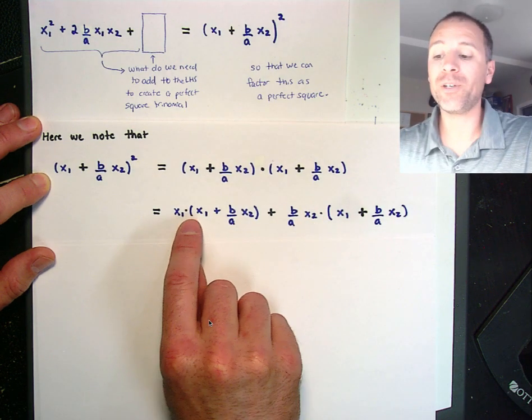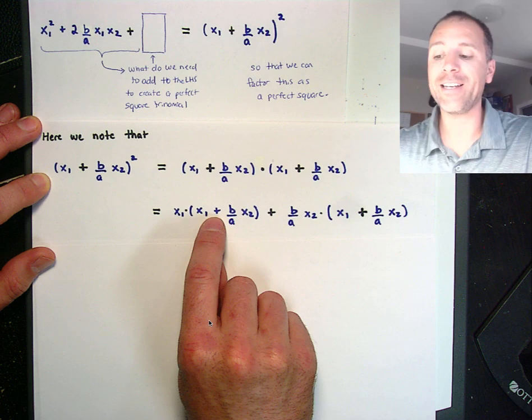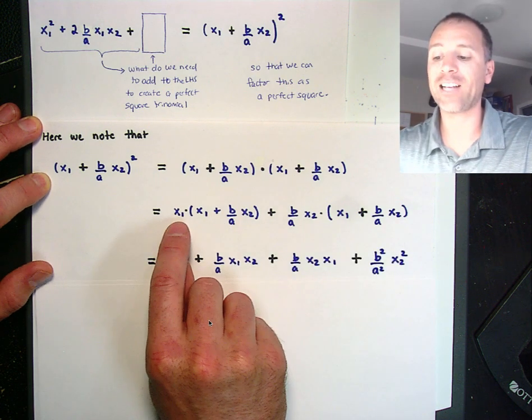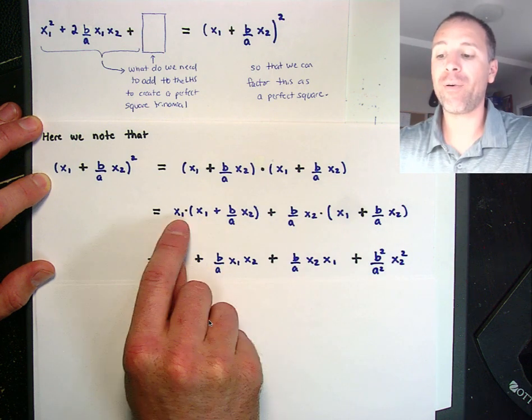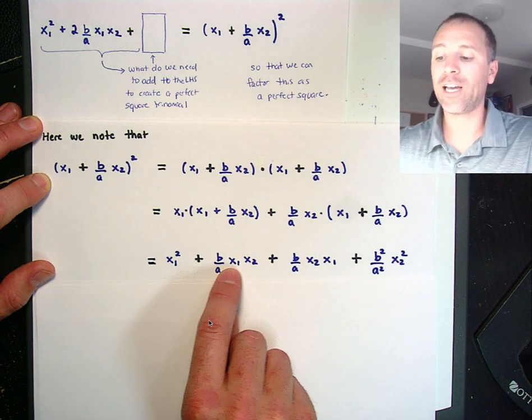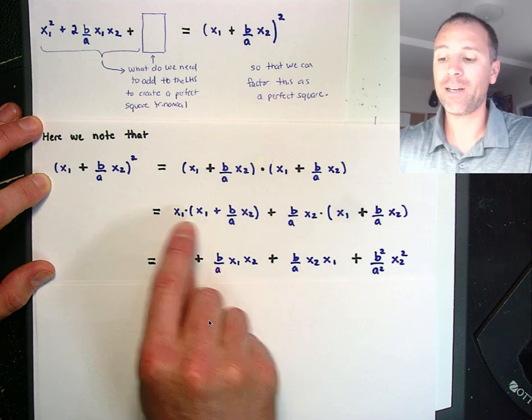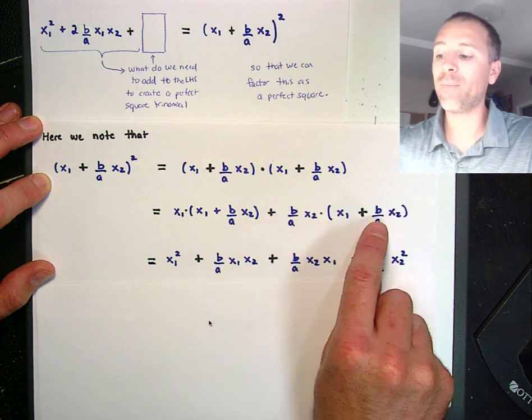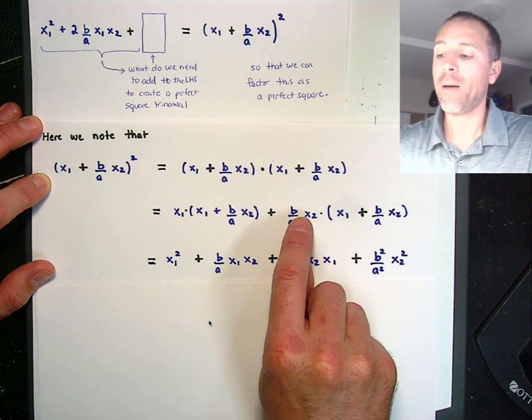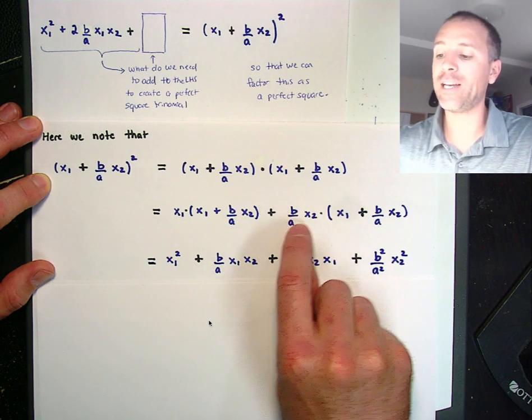We also have distributivity of left multiplication over right addition. So specifically, we can pass the x1 in here. So that would be x1 squared. And then we have plus x1 times x2 times b over a, because that gets passed over to this term. On the second part of this expression, we have x1 times b over a times x2.